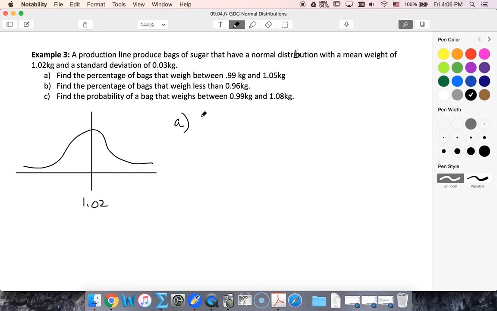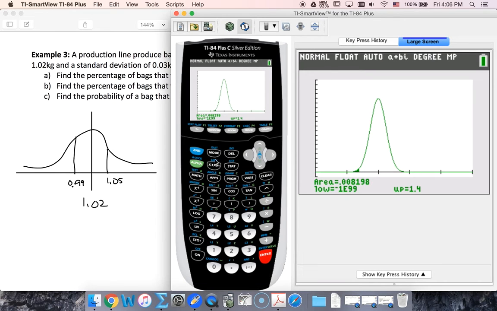So I want the probability that bags weigh between 0.99 and 1.05. So notice that this is going to be one standard deviation away on the left, because 1.02 minus 0.03 is going to be 0.99. And 1.05 is one standard deviation to the right. So maybe I remember that that's about 68%, but of course I've got my calculator.